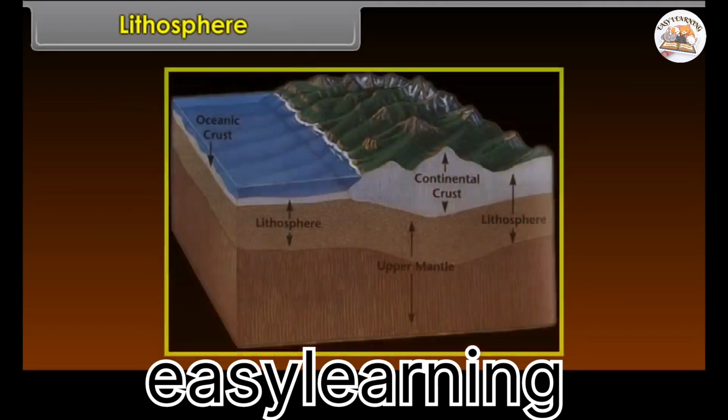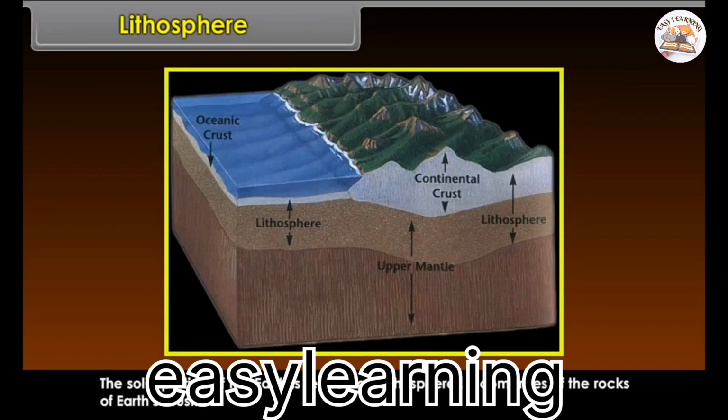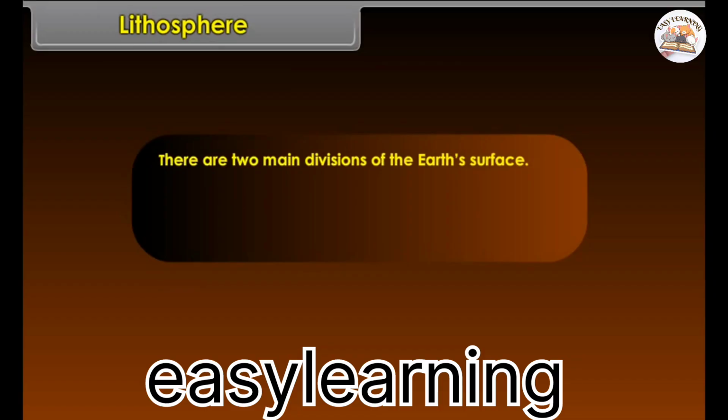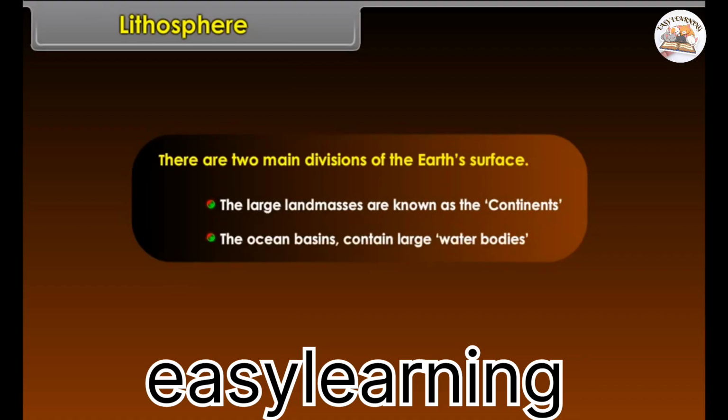Lithosphere. The solid portion of the Earth is termed as lithosphere. It comprises the rocks of the Earth's crust. It also has a shallow layer of soil that contains nutrient elements necessary for all types of organisms. There are two main divisions of the Earth's surface. The large land masses are known as the continents. The ocean basins contain large water bodies.